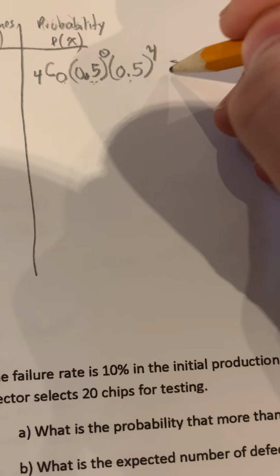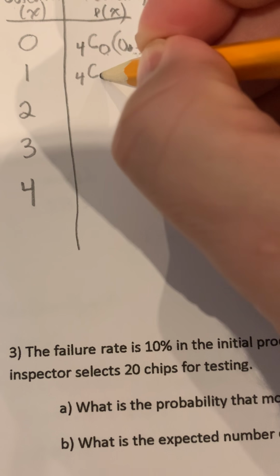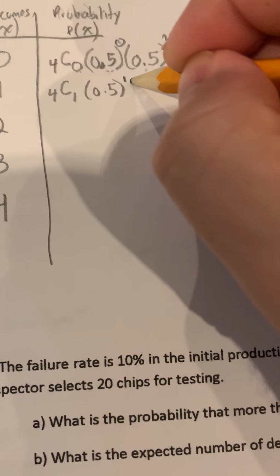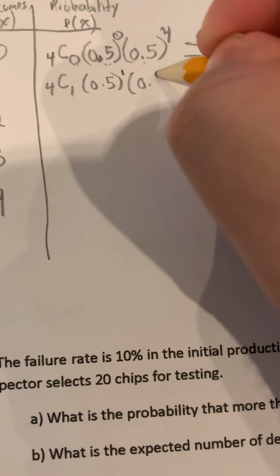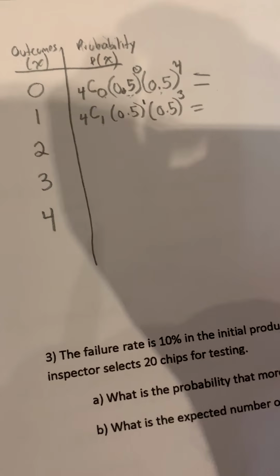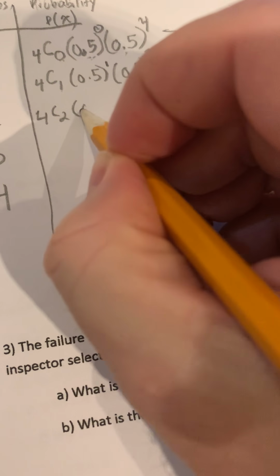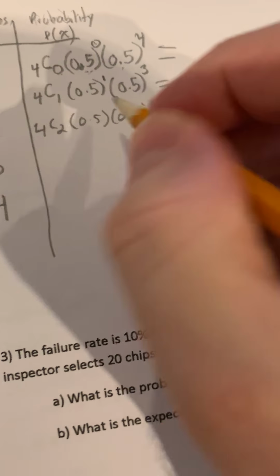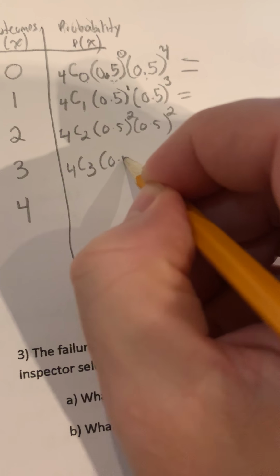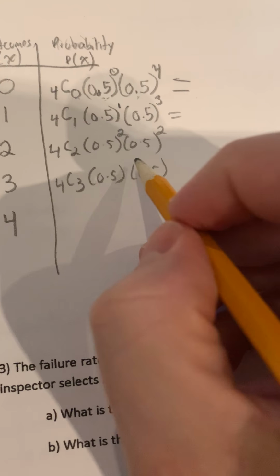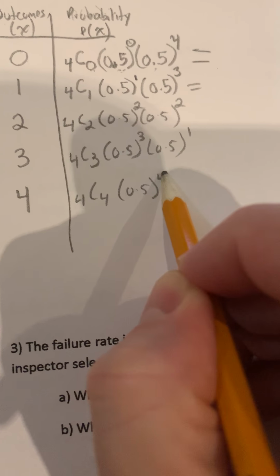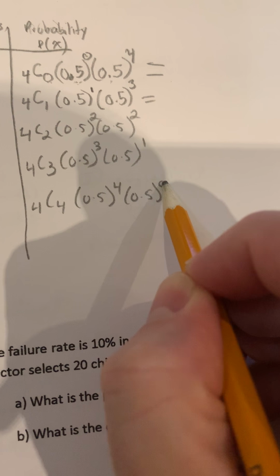Now we're going to do that for each of them. Out of the 4 children, what if we have 1 boy? Then we have 0.5 to the power of 1, because x is 1, and 0.5 to the power of 4 minus 1, which is 3. I'm going to continue that all the way through. 4 choose 2, with 0.5 in the brackets, now the exponents become 2. Then 4 choose 3, we have exponents 3 and 1. And then 4 choose 4, power 4, and 0.5 to the power of 0.